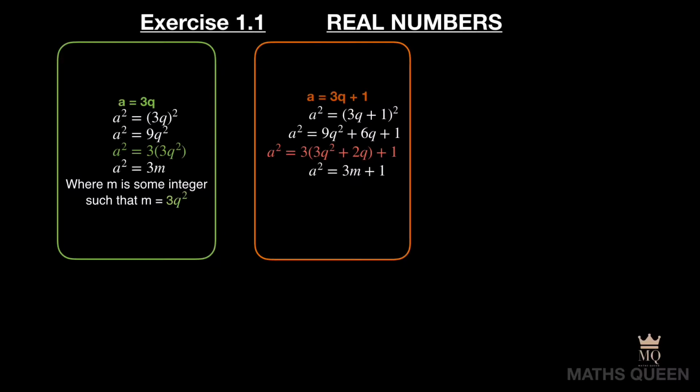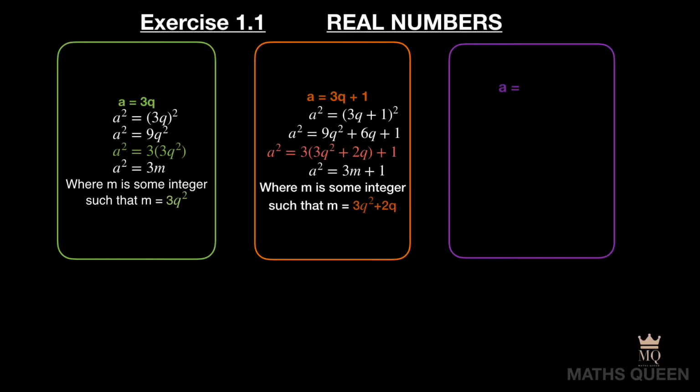So we write a square is equal to 3m plus 1, where m is some integer such that m is equal to 3q square plus 2q. It's just simple, finding the square and then taking out 3 and putting the rest in the bracket, and we'll get it as a square is equal to 3m plus 1.